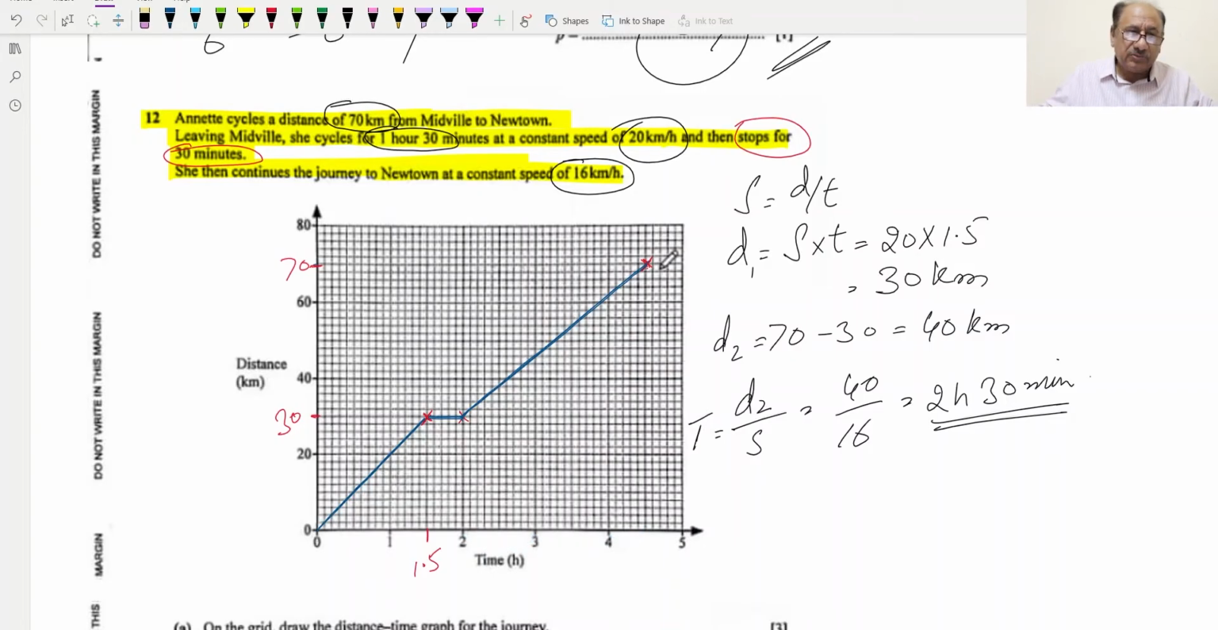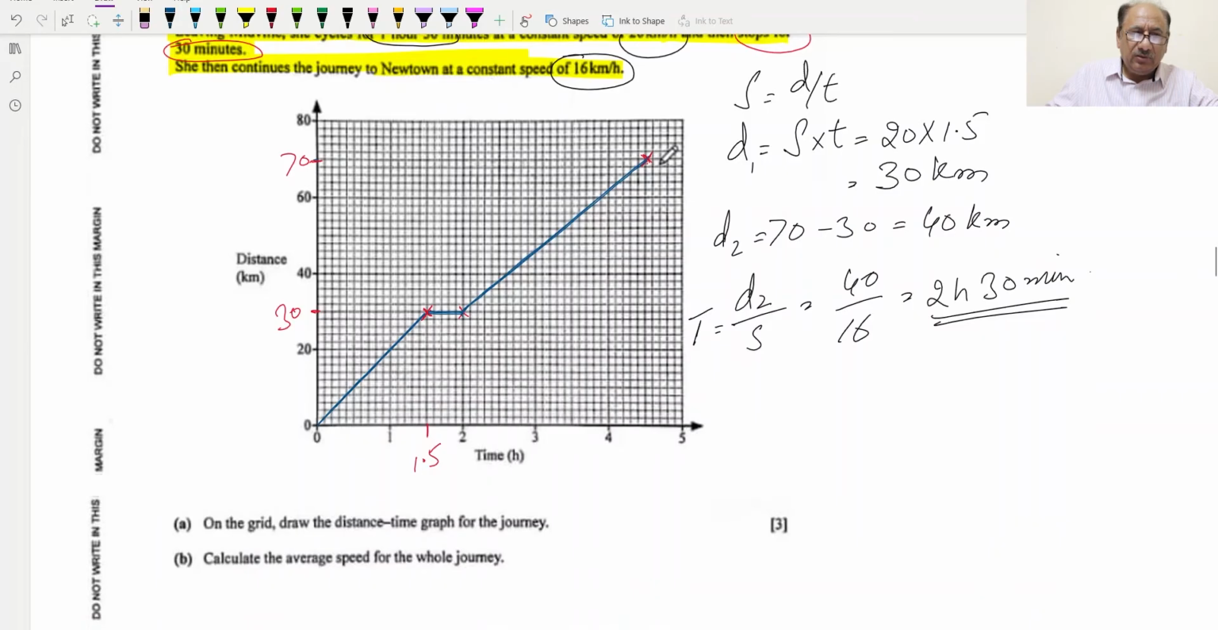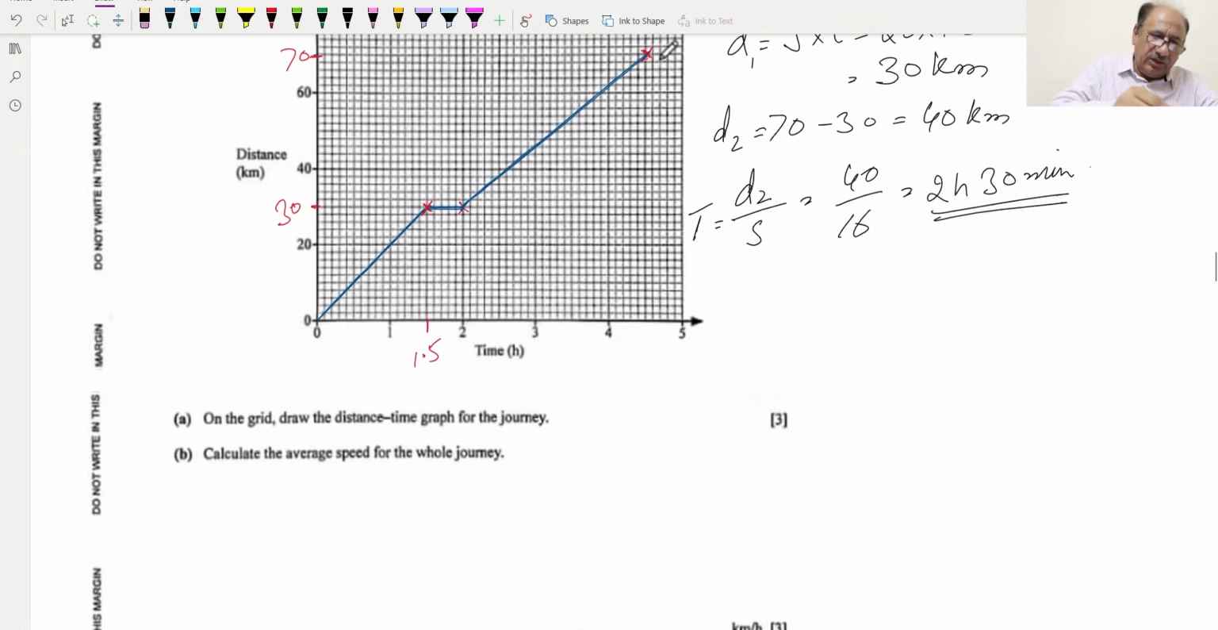So this is for your explanation. So this is done. Now they are saying for A part we have to show the distance time graph, which we have already done, which is 3 marks, and B part, calculate the average speed for the whole journey.